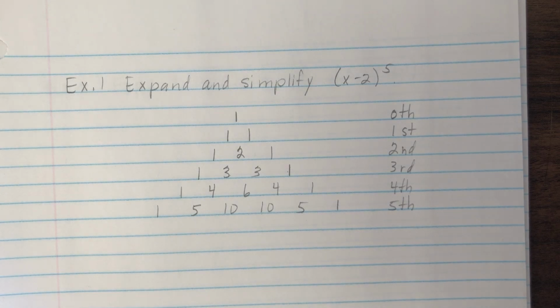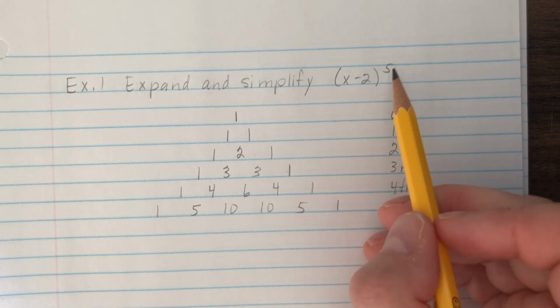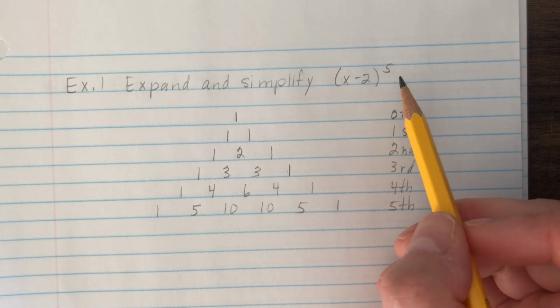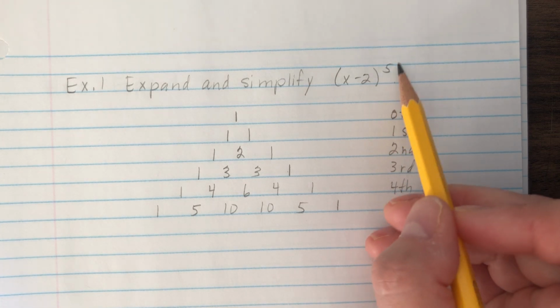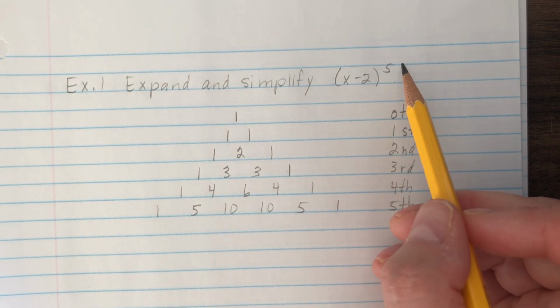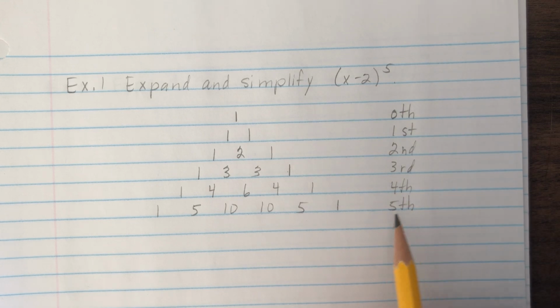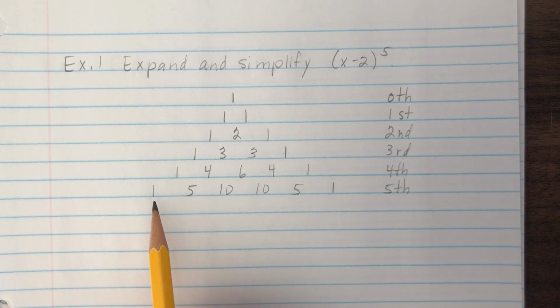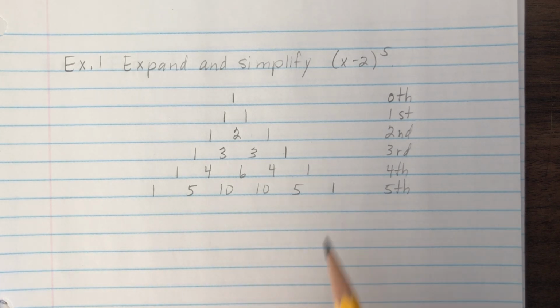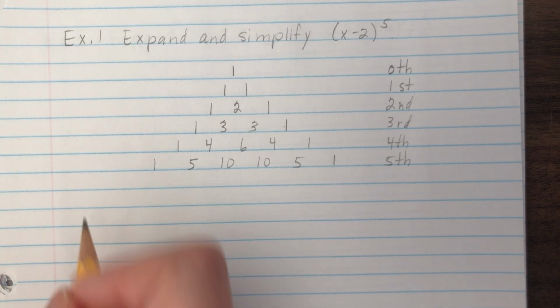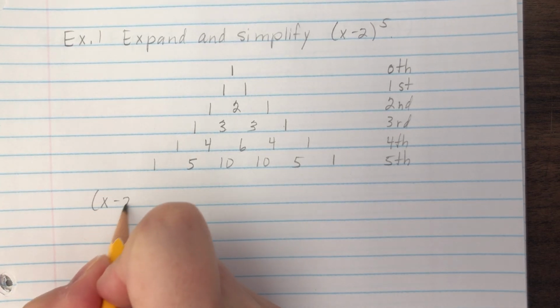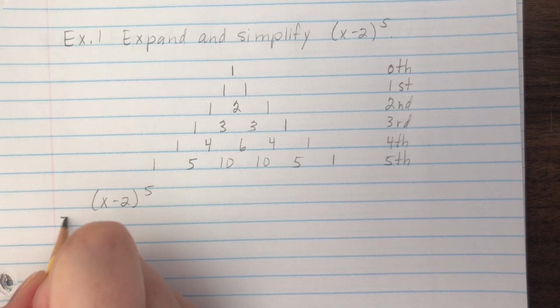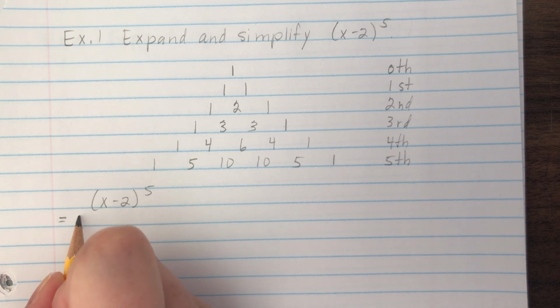Since our original binomial that we need to expand and simplify has an exponent of 5, the coefficients in the expanded and simplified form would correspond to the 5th row of Pascal's triangle. So the coefficients of all the terms that we're going to end up with will be 1, 5, 10, 10, 5, and 1. Okay, so I'm going to write them down now. I'm going to leave a little bit of room in between.